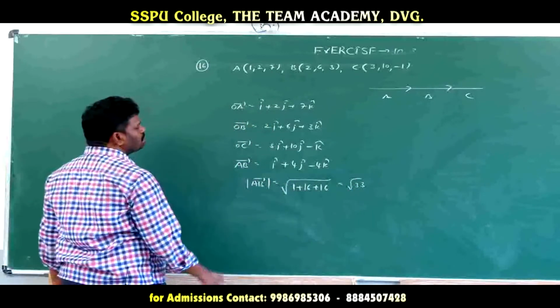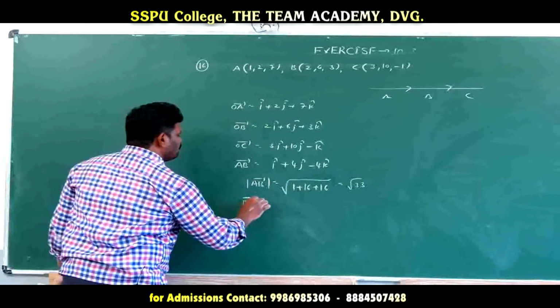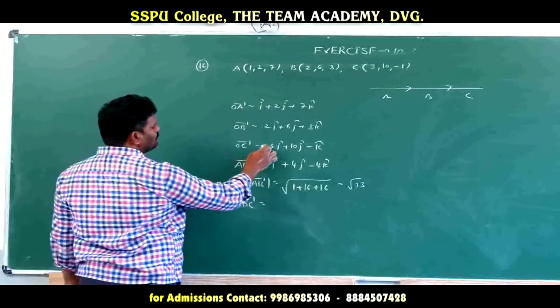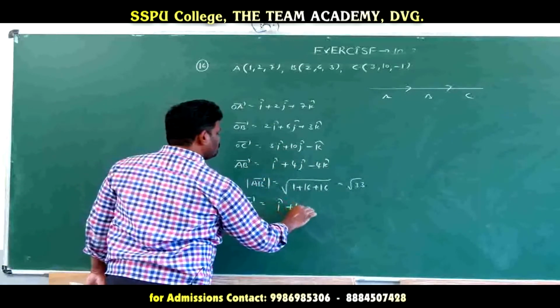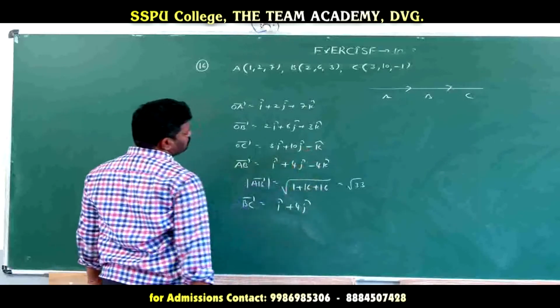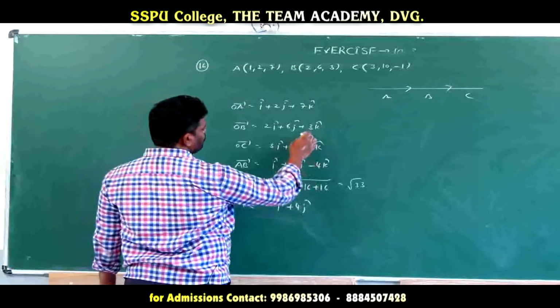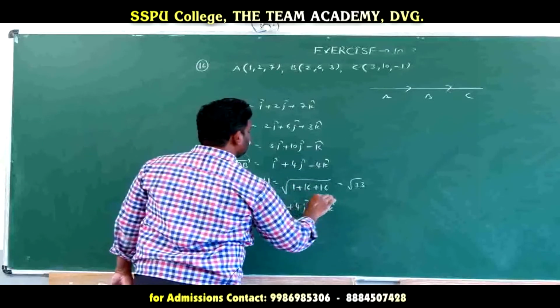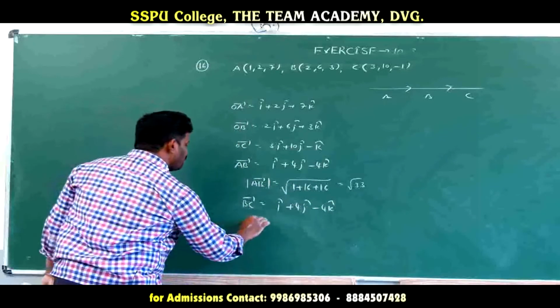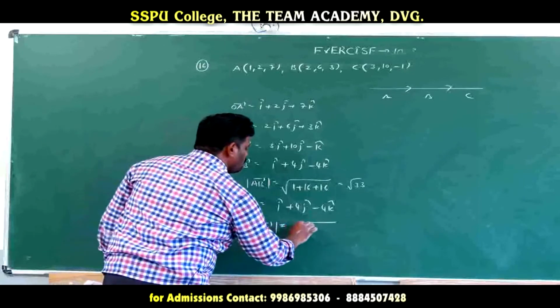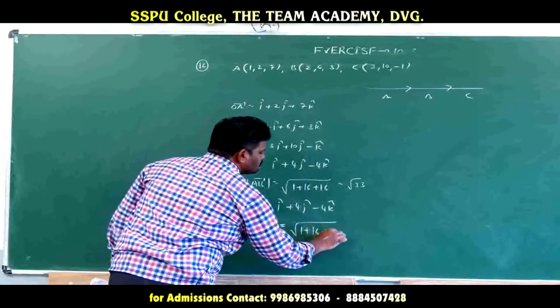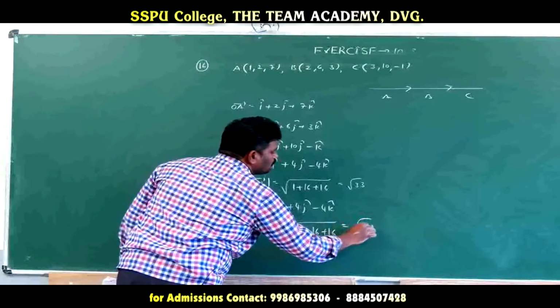Next, BC. Vector BC is OC minus OB: 3 minus 2 is 1, 10 minus 6 is 4j, and minus 1 minus 3 is minus 4k. Now the magnitude of BC is the square root of 1 plus 16 plus 16, again root 33.